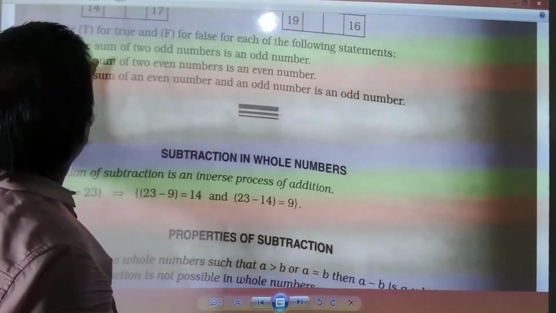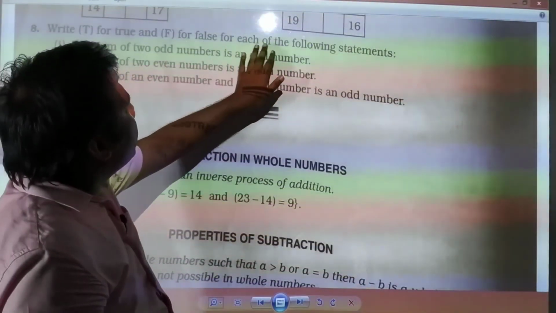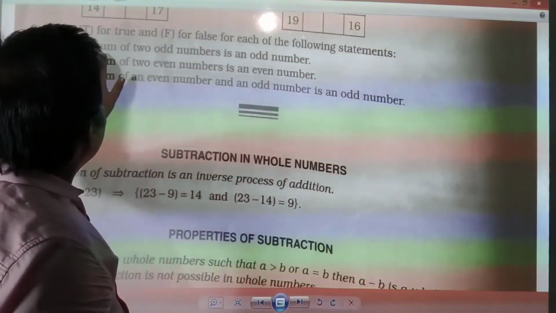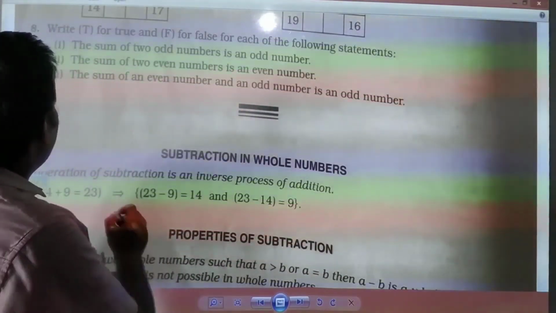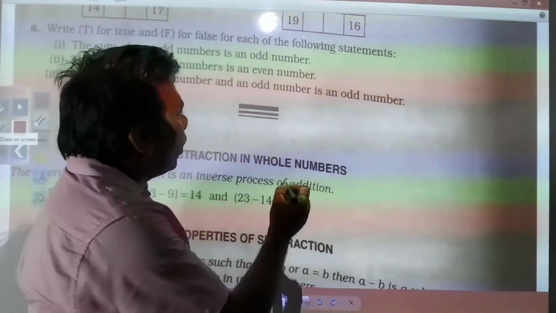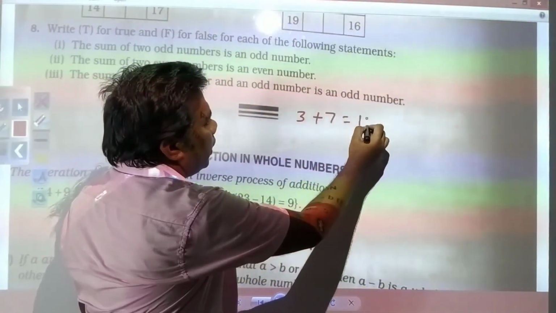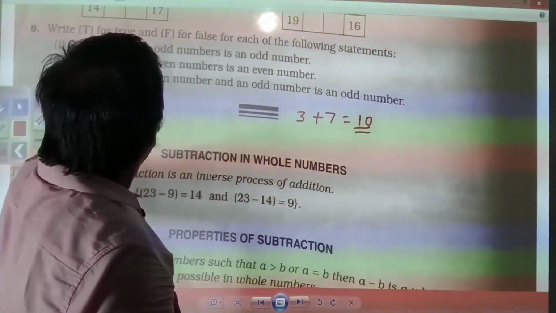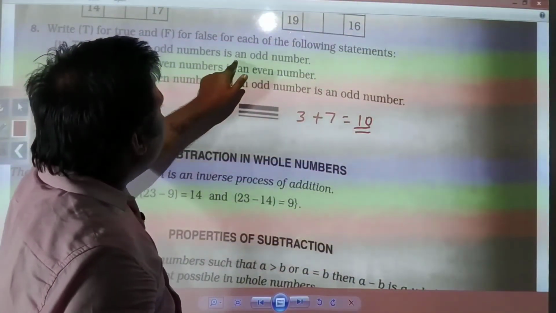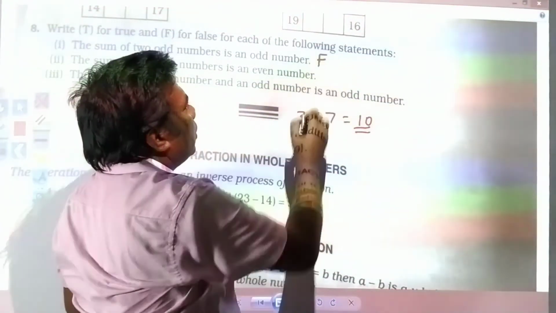Question number 8. Write T for true and F for false for each of the following statements. The sum of two odd numbers is an odd number. Here you see the sum of two odd numbers. Any two odd numbers you write, 3 plus 7. What are you getting? 10. Is it true that the sum of two odd numbers is an odd number? This is not true. This is false.